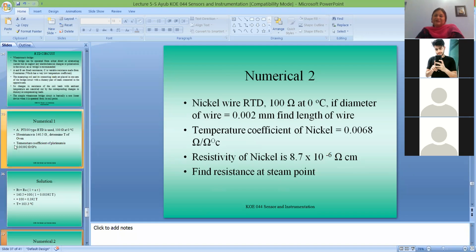Now, the second numerical: a nickel wire RTD is given to you, and at 0 degrees Celsius, the resistance is 100 ohms. And if the diameter of the wire is 0.002 millimeter, find the length of the wire. You want to find out the length of the wire. And the temperature coefficient of nickel is given as 0.0068. And the resistivity of nickel is 8.7 into 10 raised to minus 6 ohm centimeter. And you have to find the resistance at steam point.